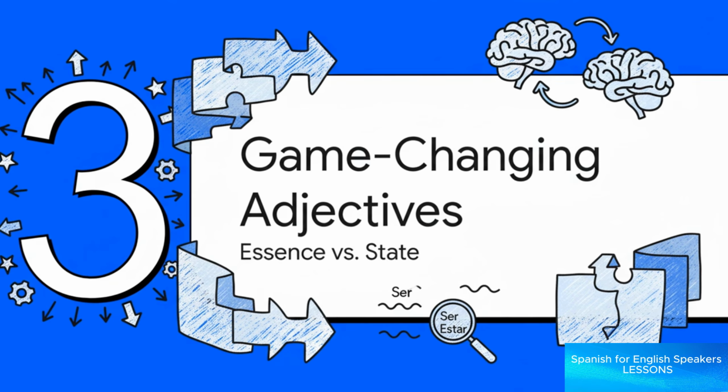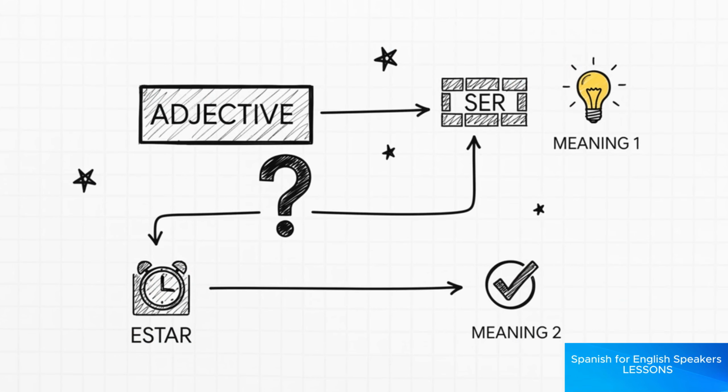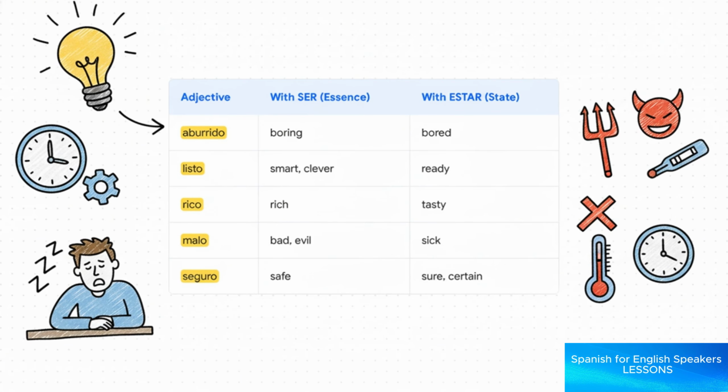Okay, you've got the basics down, you've got your toolkits. But if you really want to level up your Spanish and sound way more like a native speaker, there's one more layer we need to peel back. This is the fun part. This is the thing that trips up even people who've been studying for a while. With certain adjectives, your choice between ser and estar doesn't just change the grammar a little bit, oh no, it completely changes the entire meaning of the word you're using. This is where you see the real power of these two verbs.